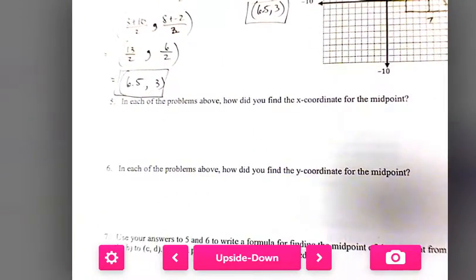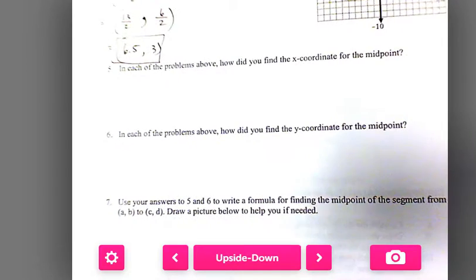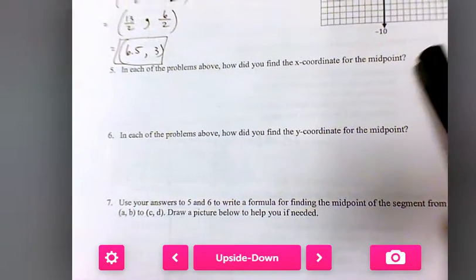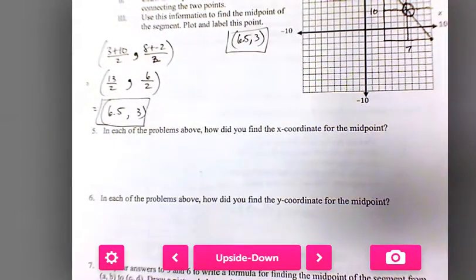All right, so 5, 6, and 7 basically just talk about what I said at the beginning with regards to the formula, which was that it's the average. It's the average of the x coordinates. It's the average of the y coordinates. Does that make sense? Kind of? Let's write that down.